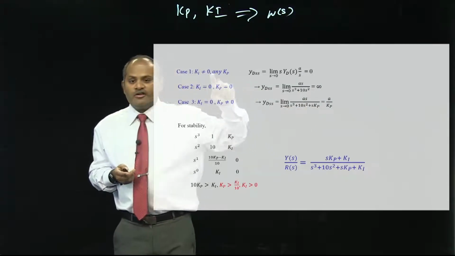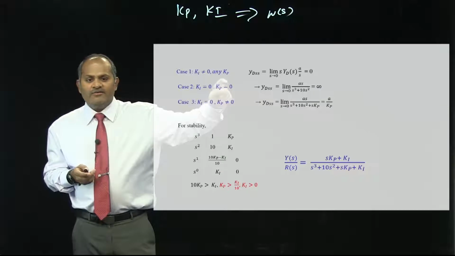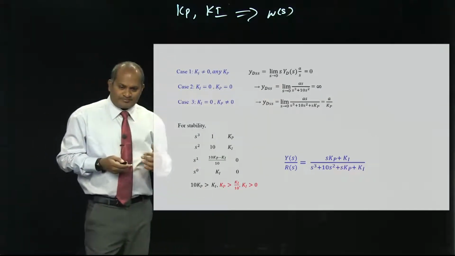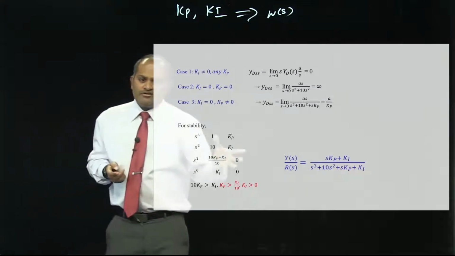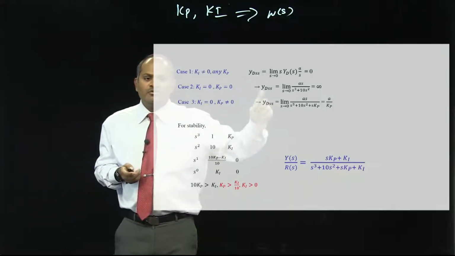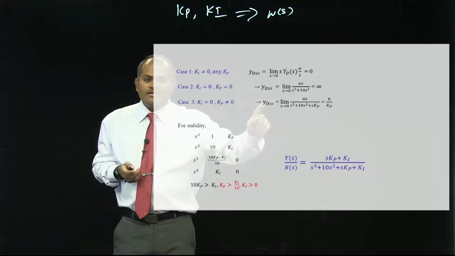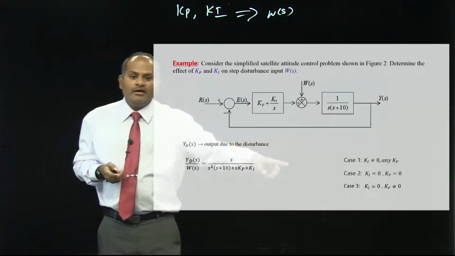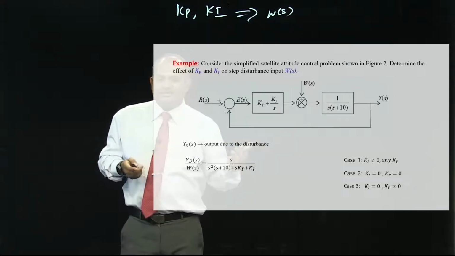So, when ki is not equal to 0, for any positive value of kp, I can get this one. For stability, that is a different scenario, but these three ensure three cases. All the three cases will have different results. So, for different values of ki and kp, we get different steady state errors.